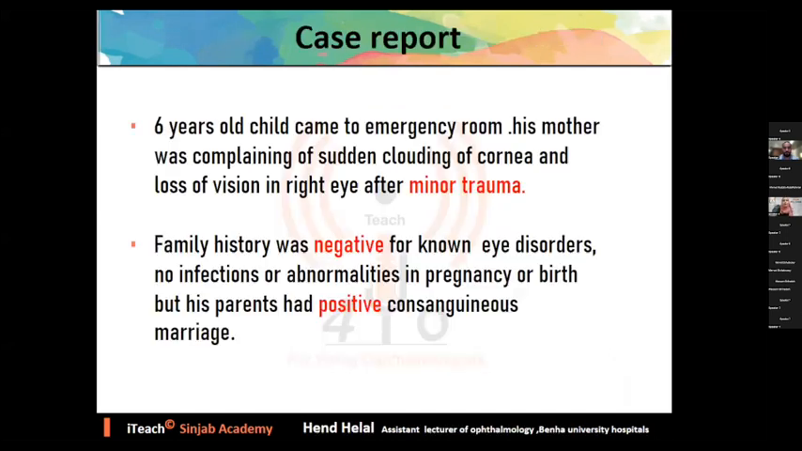I have a case of brittle cornea syndrome. A 6-year-old child came to the emergency room with his mother. His mother was complaining of sudden clouding of the cornea and loss of vision in the right eye after minor trauma. The family history was negative for known eye disorder, with no infection or abnormalities in pregnancy or birth, but his parents had consanguineous marriage.